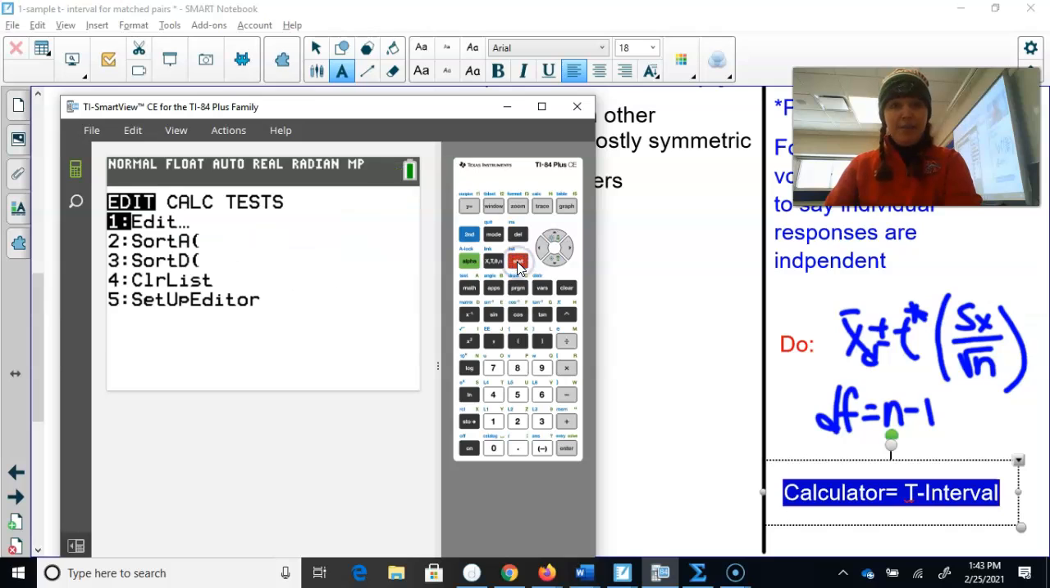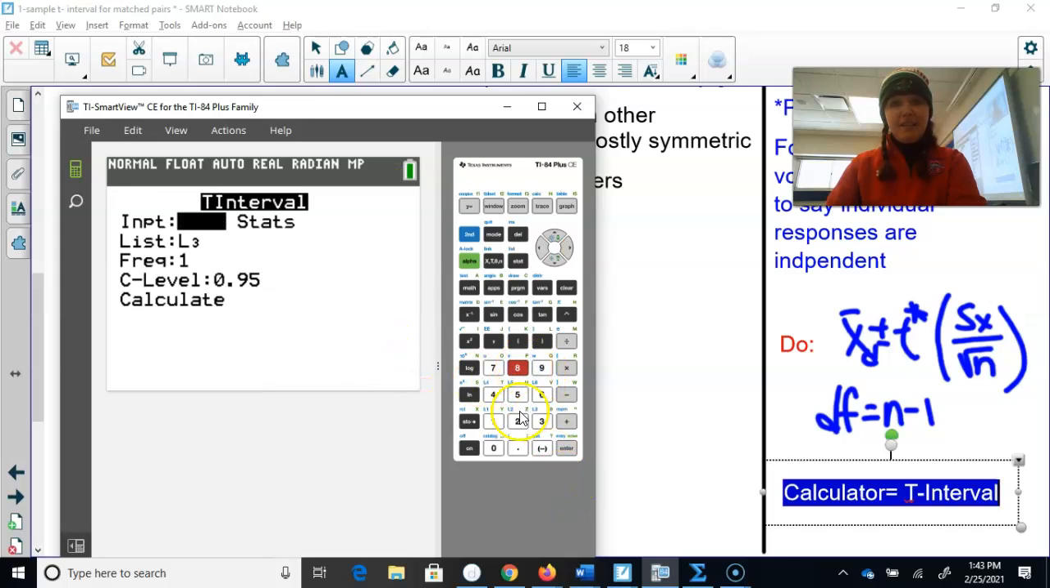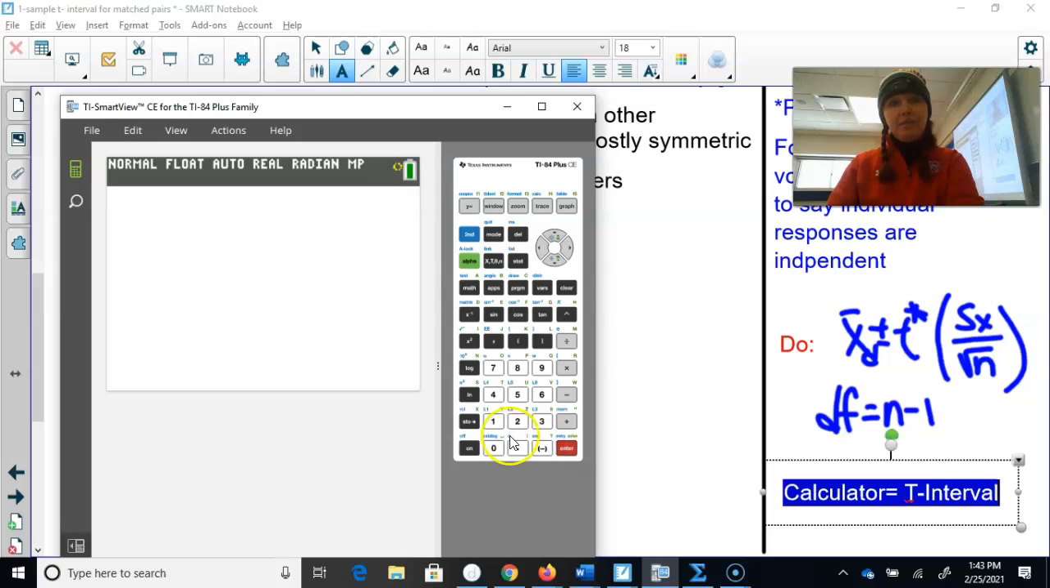I'm going to go to stat. I'm going to arrow over to tests, and I'm going to go to the T interval. That's number 8. I am dealing with data, not statistics. Statistics would be if they told me what the X bar of the difference was and what the standard deviation of the difference is. They did not tell us that. Where our data is in L3, our frequency will stay at 1, and we want a 95% confidence interval. So we're going to go ahead and calculate.